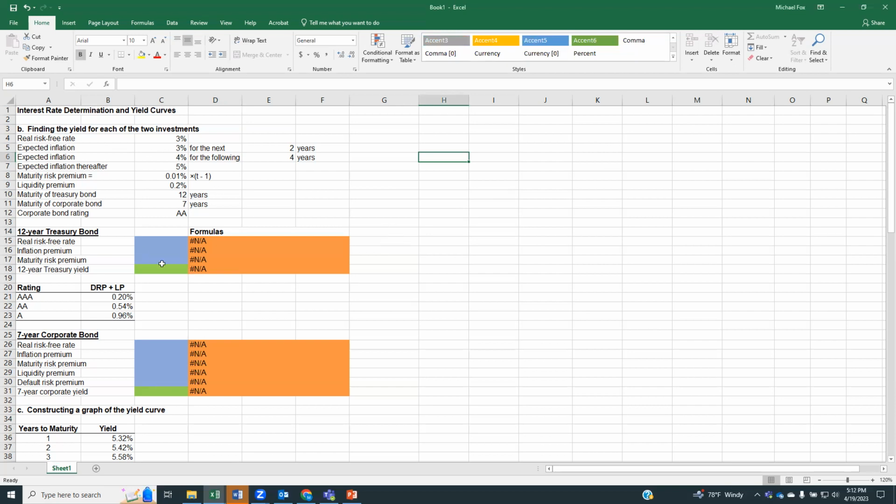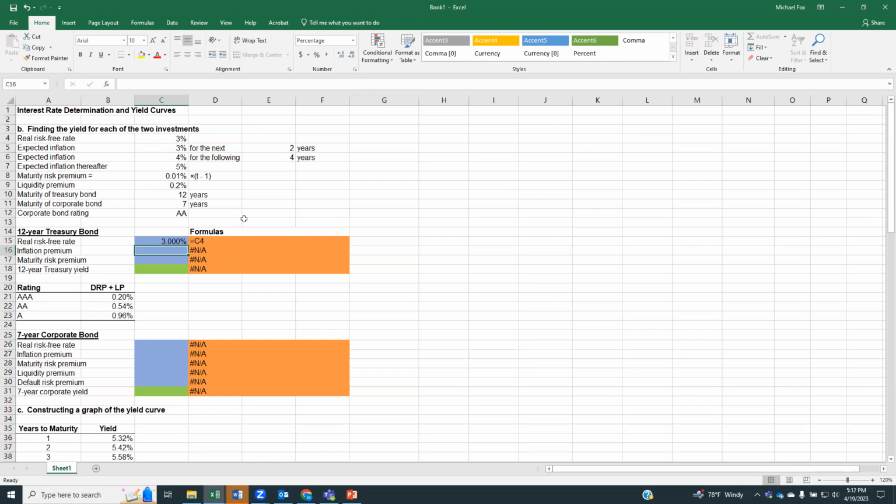To find the yield on our bond, we're going to start with our risk-free rate, which is actually given to us right here. So I'm just going to say this equals the risk-free rate. And then we're going to figure out our inflation premium. To do that, we have to multiply our expected inflation by the number of years we expect that inflation.